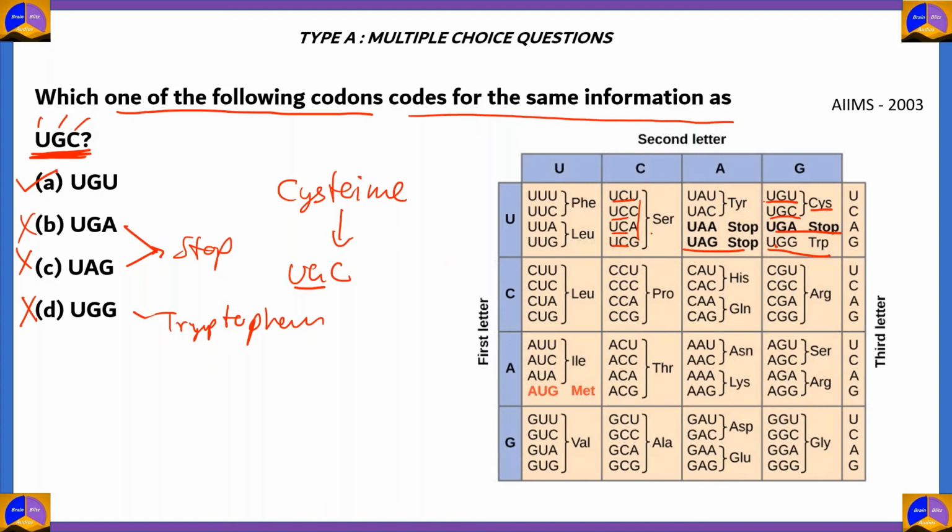And that's why the Wobble hypothesis is still accepted. And because of that Wobble hypothesis, we have UGC and UGU coding for cysteine. So therefore, the codon which codes for the same information as that coded by UGC will be UGU. And that information is for the amino acid cysteine. So option A is the right option.